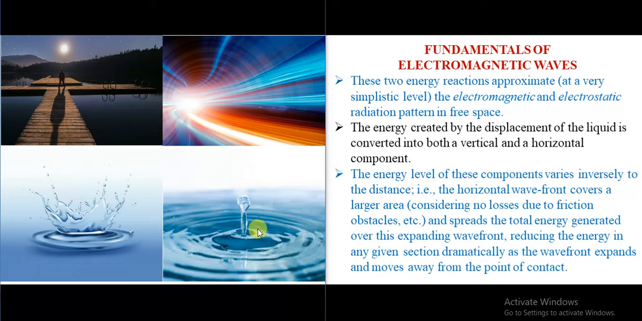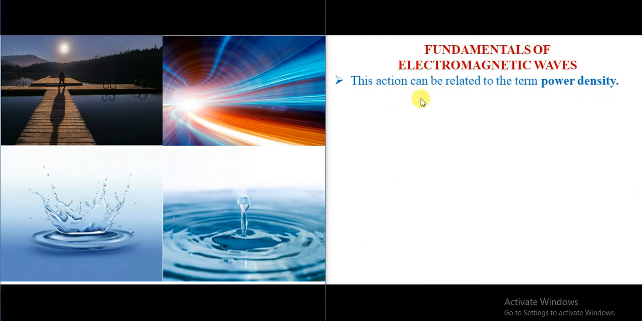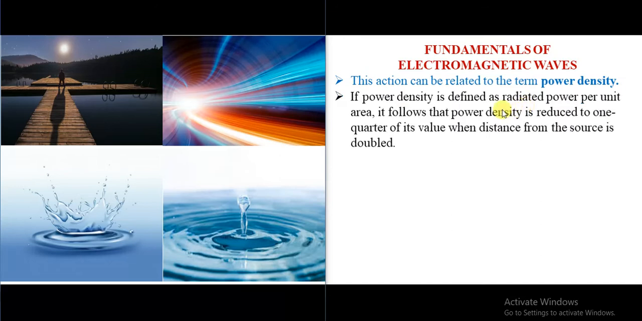So as the object strikes, waves are generated, and the energy is maximum at the point of contact, and it reduces dramatically as we move away from the point of contact. So this action can be related to the term power density. Power density can be defined as radiated power per unit area.